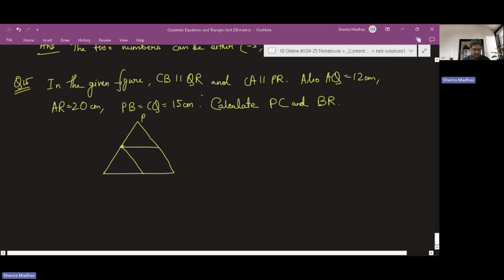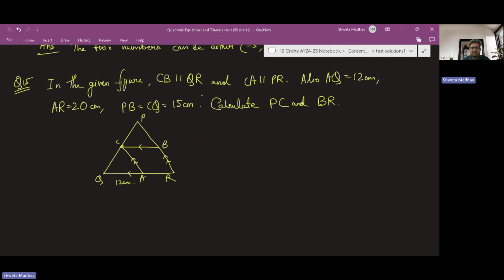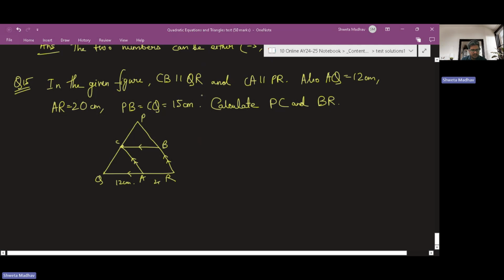So here it is given, this is PQR, and this is ABC. So it is given CB is parallel to QR, and CA is also parallel to PR. So given AQ is 12 centimeter, AR is equal to 20 centimeter, and PB is equal to CQ, that is 15 centimeter. We calculate PC and PR.